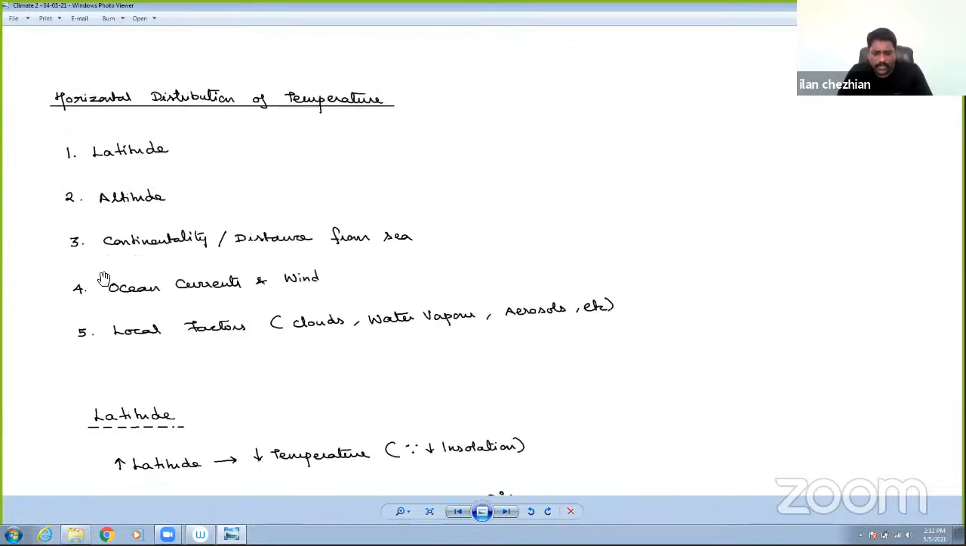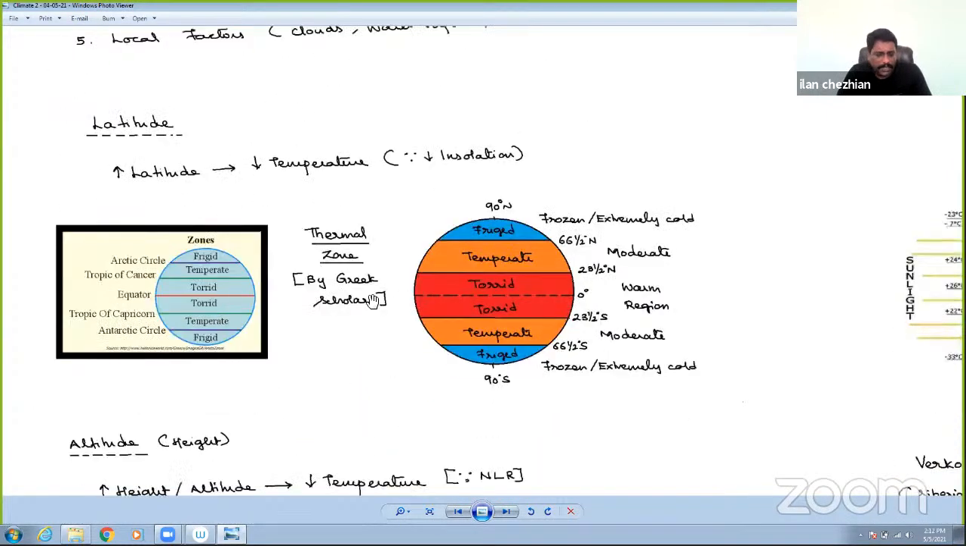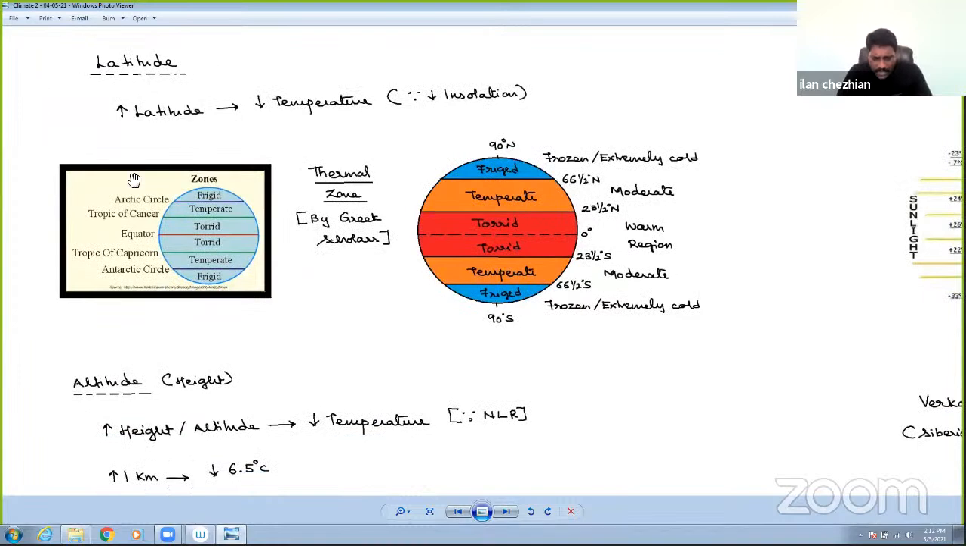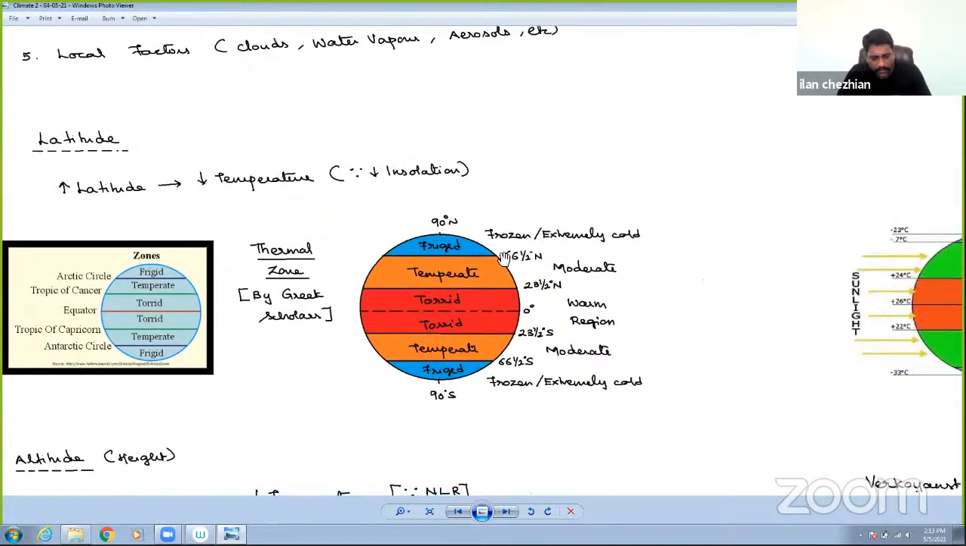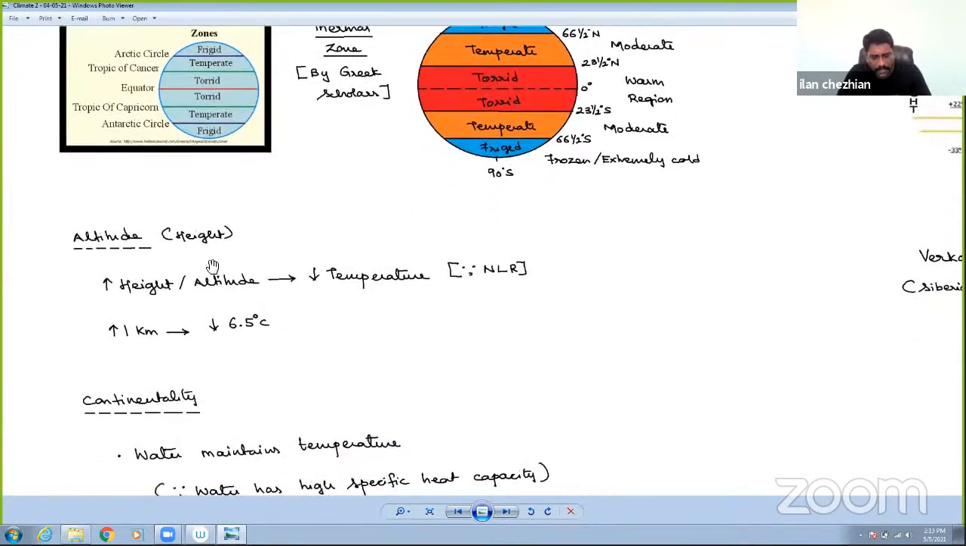Then we also talked about continentality. What is continentality? The distance from the sea, you call it continentality, my friend. Based on latitude, how exactly can the entire earth be divided, at least in the Greek classification? The lower latitudes you call the torrid region, in our parlance the tropical region. Mid latitudes you call the temperate region, and beyond this temperate region you have the frigid zones, my friend.